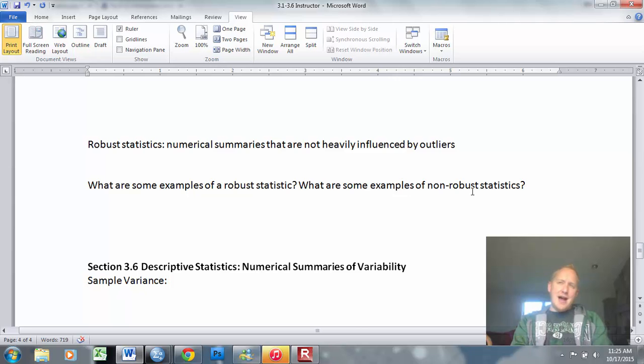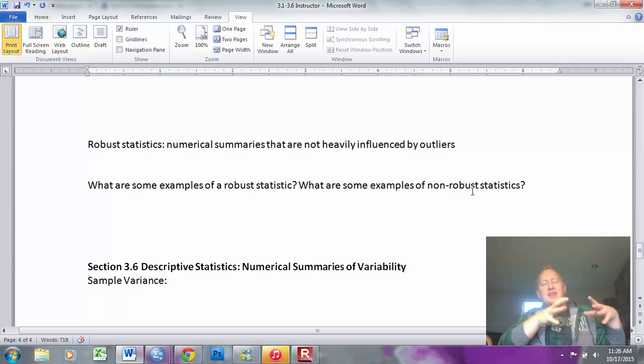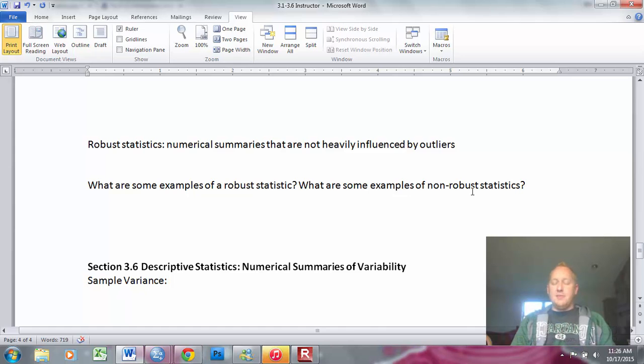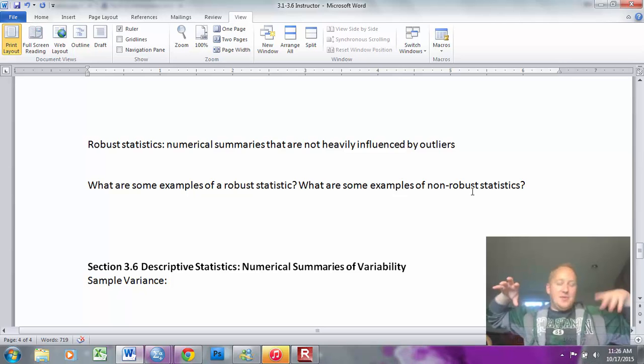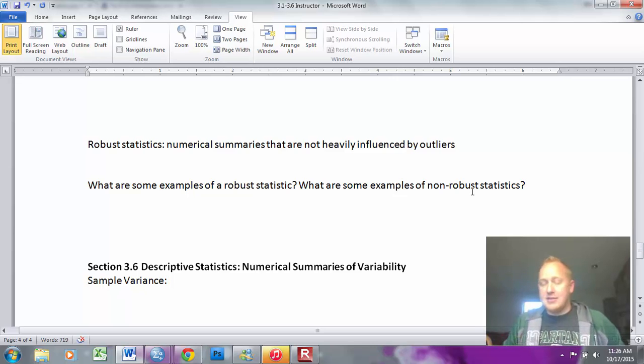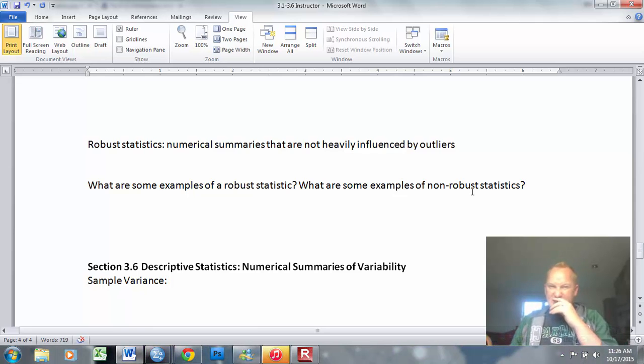Some examples of non-robust statistics. The mean. If Yao Ming was in our class, that one data value is really going to pull the mean in his direction. Or if we had a little person in our class that was like 3 foot, their one data value is really going to pull the mean down in their direction. The range, obviously not a robust statistic, because if you are an outlier, you can heavily influence the minimum or the maximum because you are on the extremes. So the minimum, the maximum, the range, and the mean are examples of non-robust statistics.